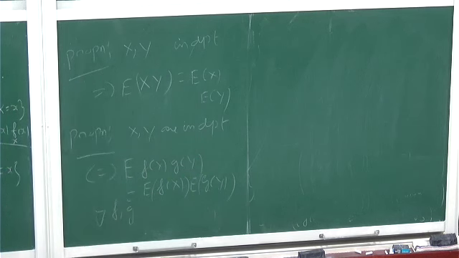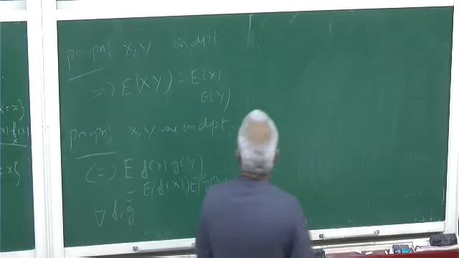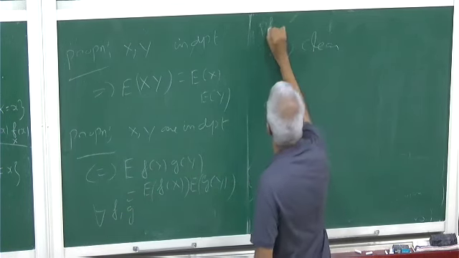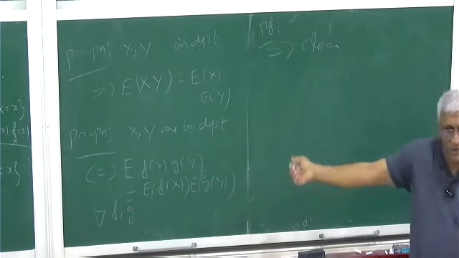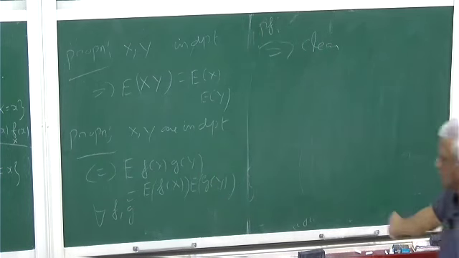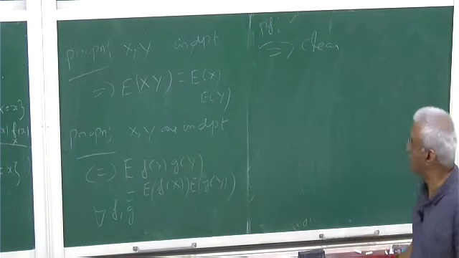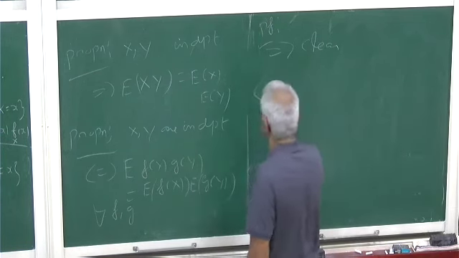In the continuous case, only some particular kind of function will be allowed. Here you can take all functions. In fact, you need only one particular type of function. This direction is clear, because we have already proved that if X and Y are independent, f of X and g of Y are independent. So this follows. We have to only prove the other direction.